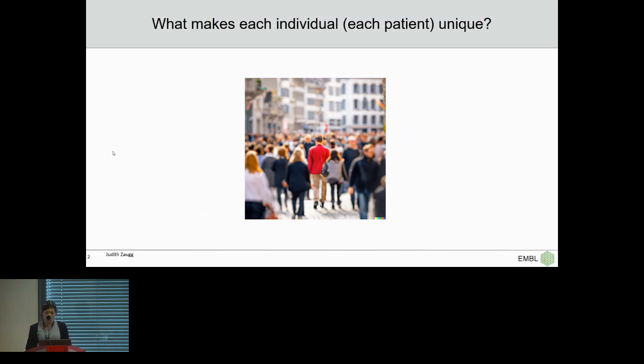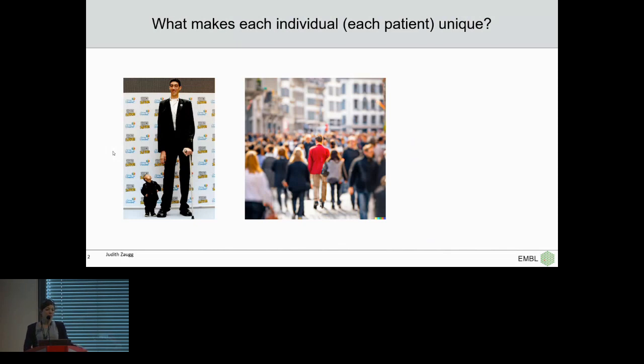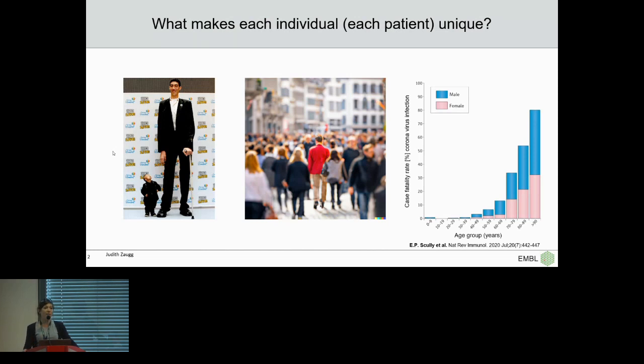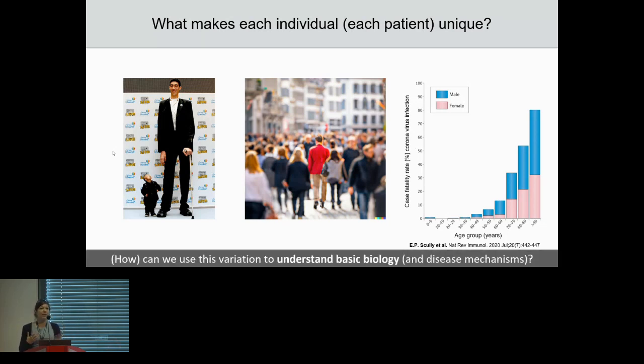With unique, of course, you mean, when you look at everyone, everyone has a different face, we have different kinds of phenotypes, that can be the height. But we have also seen in the recent pandemic, for example, that other features such as age are quite important for determining the phenotypic outcome of something like an infection. And what I find fascinating, what we are using a lot in our research, is trying to use this variation to understand basic biology, and with that also disease mechanisms.